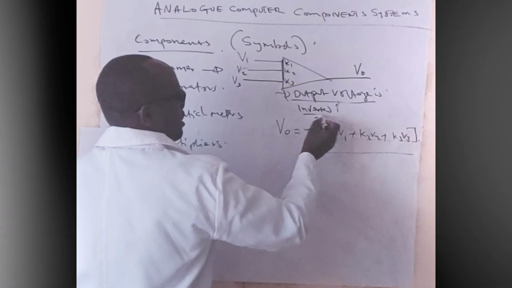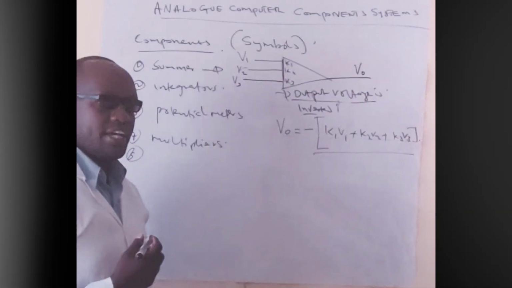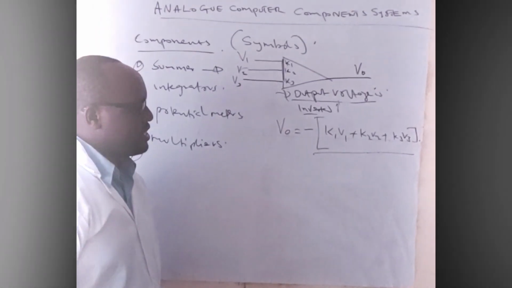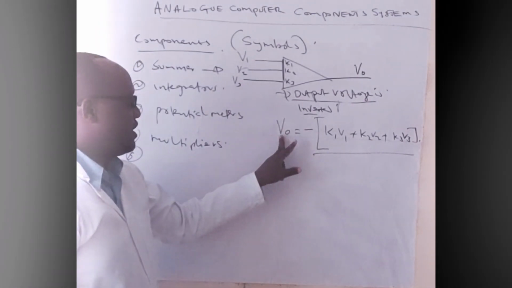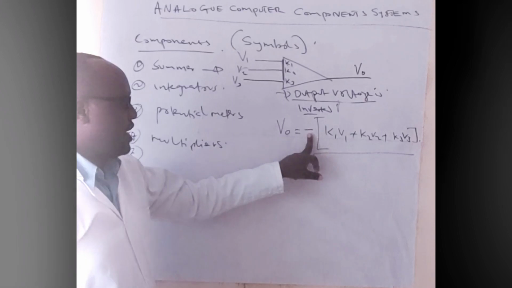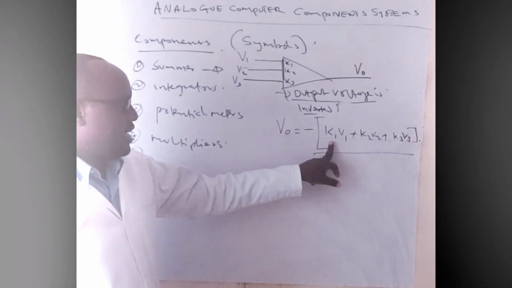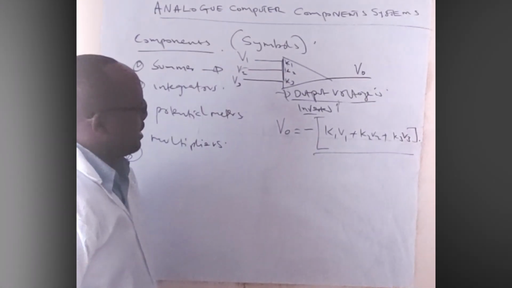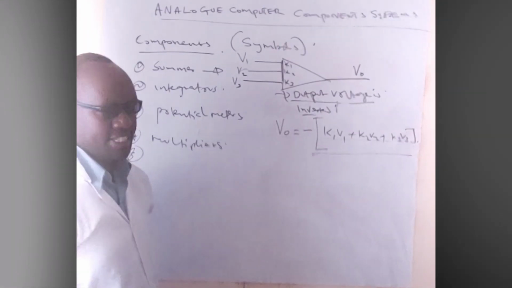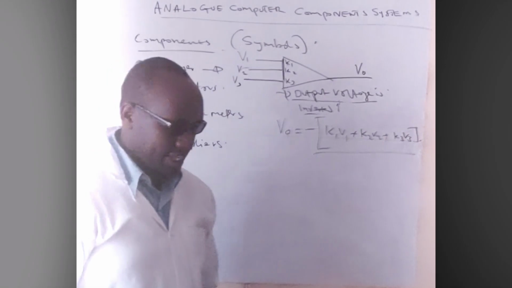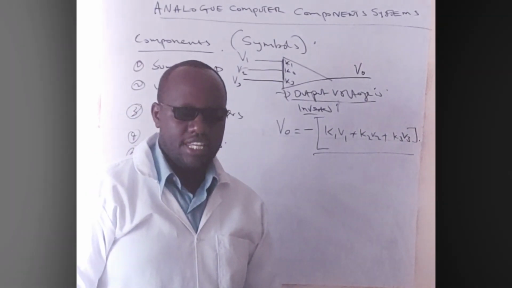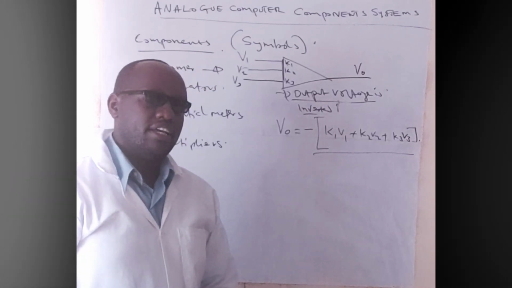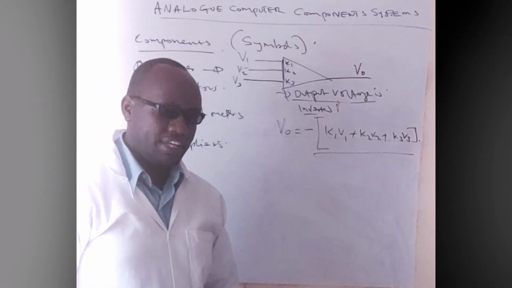What needs to be noted is that on the side of summers, the output voltage is inverted. So the V out will be equal to negative K1, K2, those are the gains. That is all about the summers. It has more than one input. The output voltage is usually inverted.